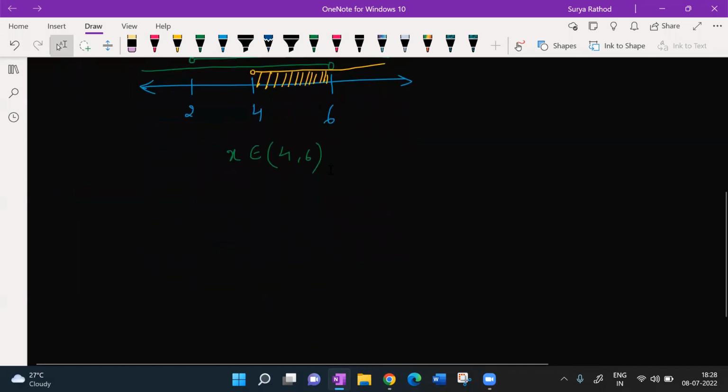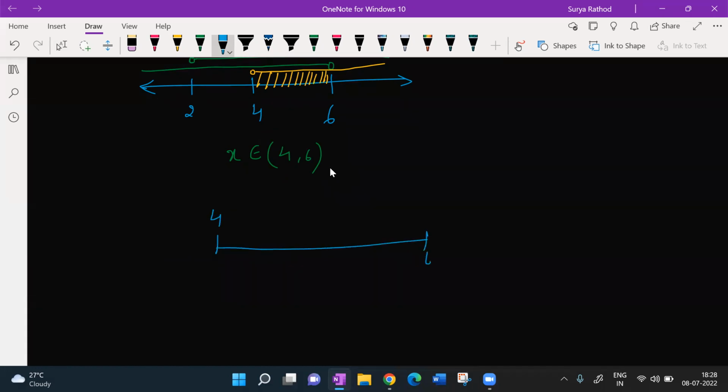Sir, one question here. Yes, please. Sir, since it's an open bracket, we cannot take x equal to 4 or 6. Let me tell you. Look at it. 4 we have here. 6 we have here. So we are not including this 4. If I just speak like that, it will not be understandable. So we are not including 4.